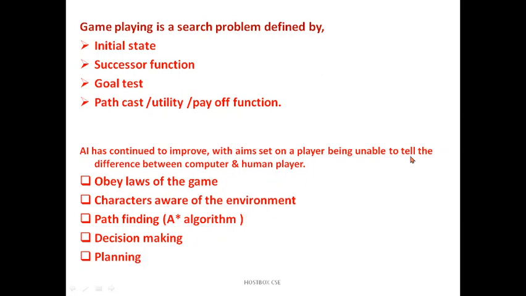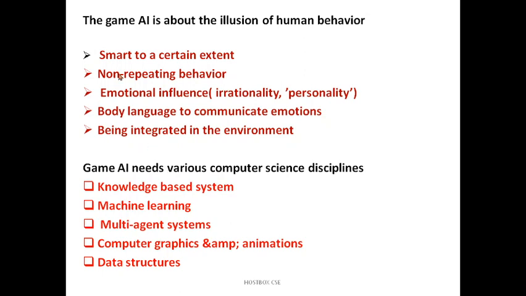Some games support only one player, or up to two players, or more than two players also. Everyone can interact and have a chance to move the chess piece or whatever, and play simultaneously. So pathfinding is there, decision making is there, and finally planning. Then game AI is about the illusion of human behavior, and characters that are smart to a certain extent, with non-repeating behavior, emotional influence, that is irrationality and personality, and body language to communicate emotions, and being integrated in the environment.